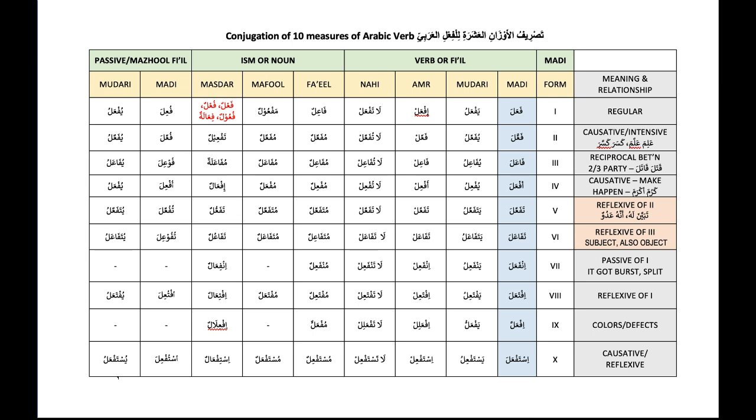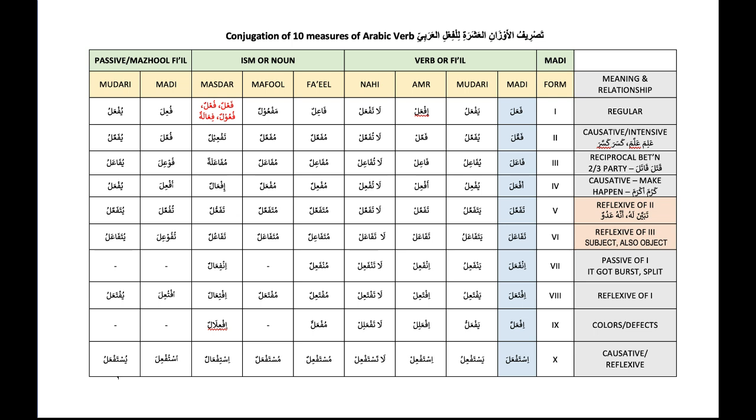We shall be using the root verb fa'ala again to understand the other forms of verbs and also see the changes from fa'ala, how they are transformed into another form by adding 1 letter or 2 letters.